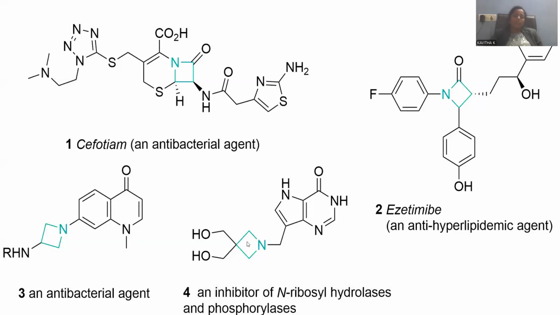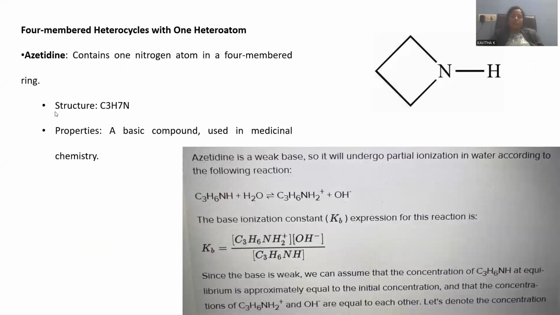And another molecule provided here is a kind of pyrimidine molecule that is in contact with this azetidine molecule. This inhibits the N-ribosyl hydrolases and the phosphorylases. So it is the inhibitor. Whenever it is inhibiting ribosyl hydrolases and phosphorylases, that reduces or targets the pathogenic organisms, right? So that genetic matter will be destroyed by means of this azetidine nucleus, so that it works like an antimicrobial agent. This is the way medicinal applications of azetidine are taken into consideration.